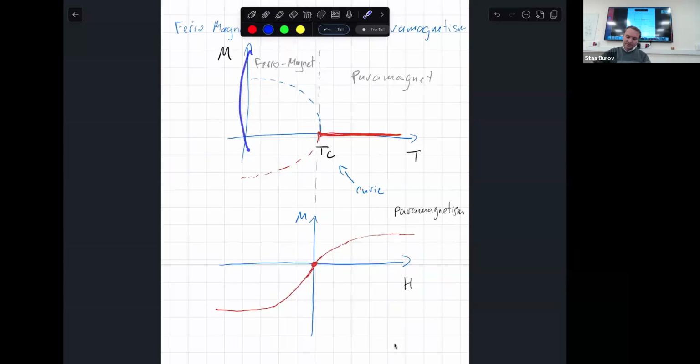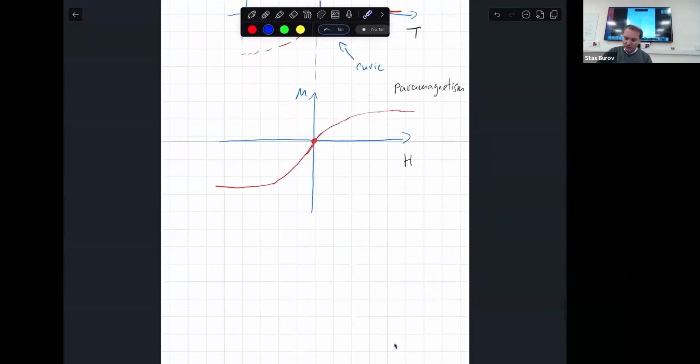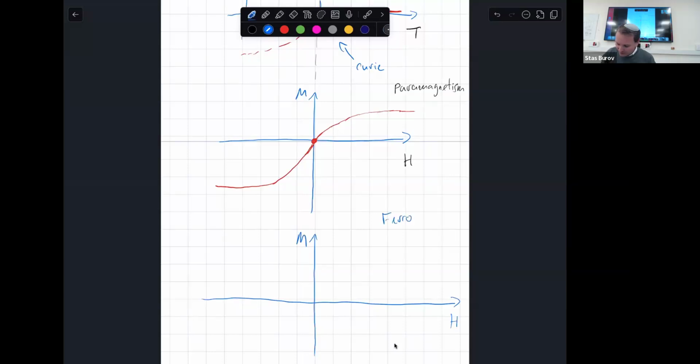In a ferromagnet, well, this is what happens in this region. In this region, something else occurs, okay? What occurs in the ferromagnetic regime? So this is H, this is M, this is ferromagnetism.